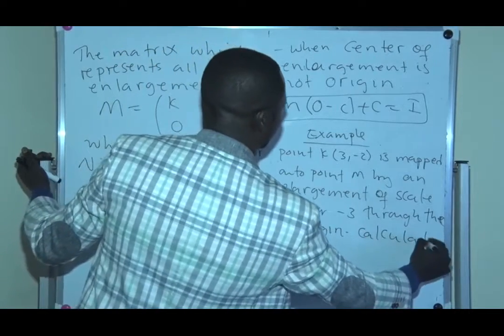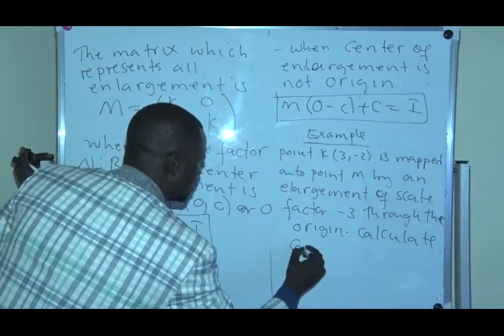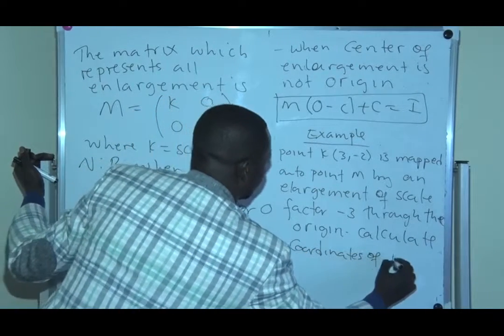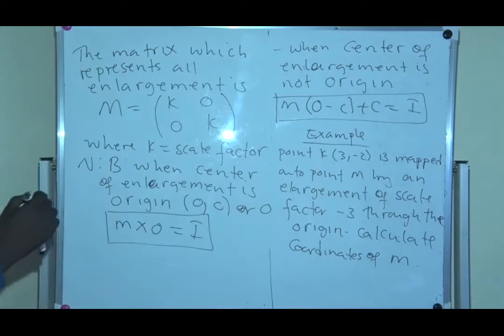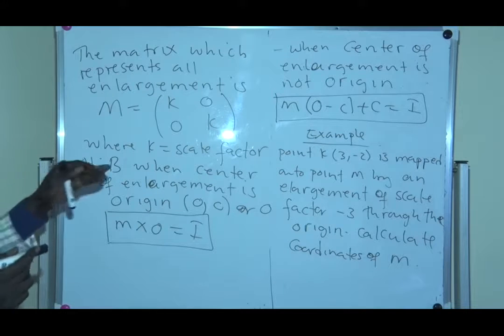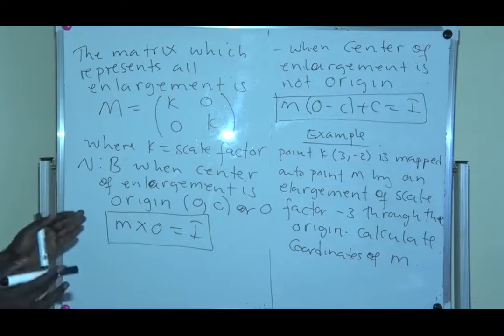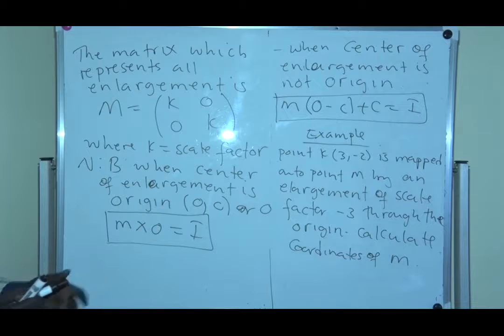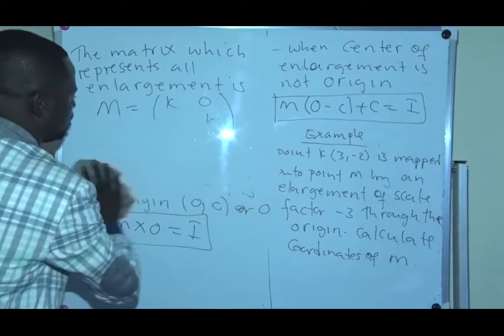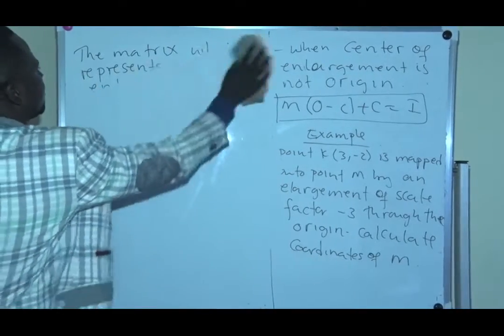Calculate coordinates of M. Point K (3, -2) is mapped onto point M by an enlargement of scale factor -3 through the origin. Calculate the coordinates of M. So this one is a very simple question.